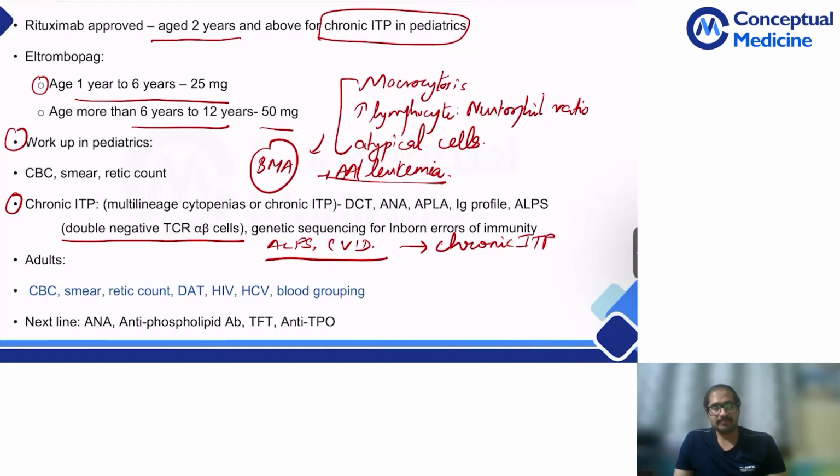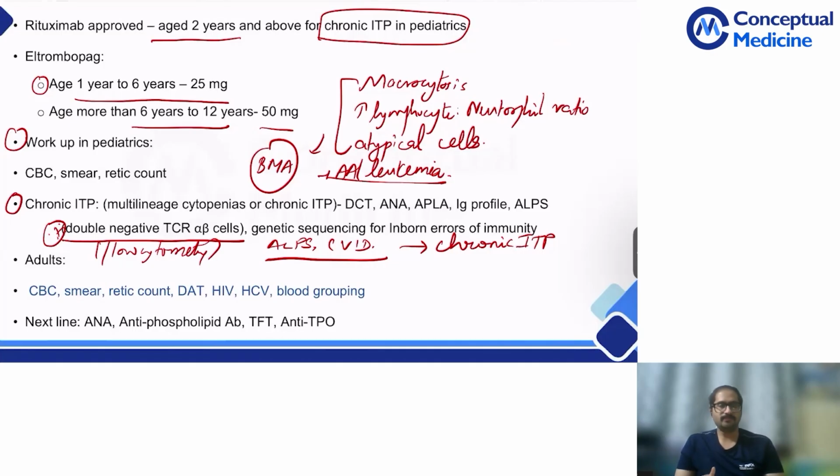These two are very, very common causes of chronic ITP in pediatrics. So it is ALPS, autoimmune lymphoproliferative syndrome, and common variable immunodeficiency. These two are common causes in pediatrics to cause chronic ITP. So what investigation do we do for ALPS? We do double negative T cell receptor alpha beta cells. This is done by flow cytometry of the peripheral blood.